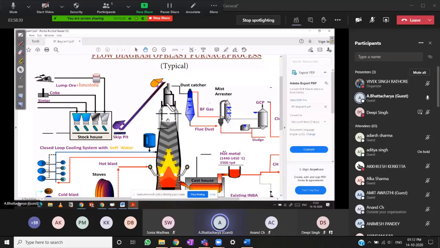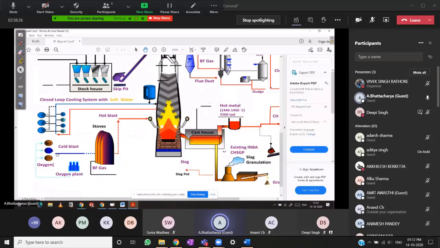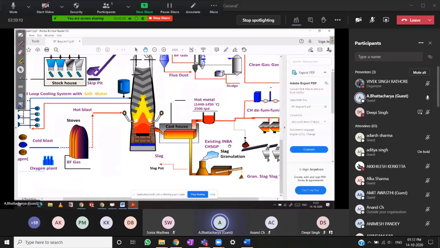Now from here, cold air is fed into stoves which heat the air. This hot blast goes into the tuyeres, and this is the air supply system. And this is called the cast house, from where the tapping is taken. Hot metal and slag are taken out, and then sent for further processing. These are the further processing units.